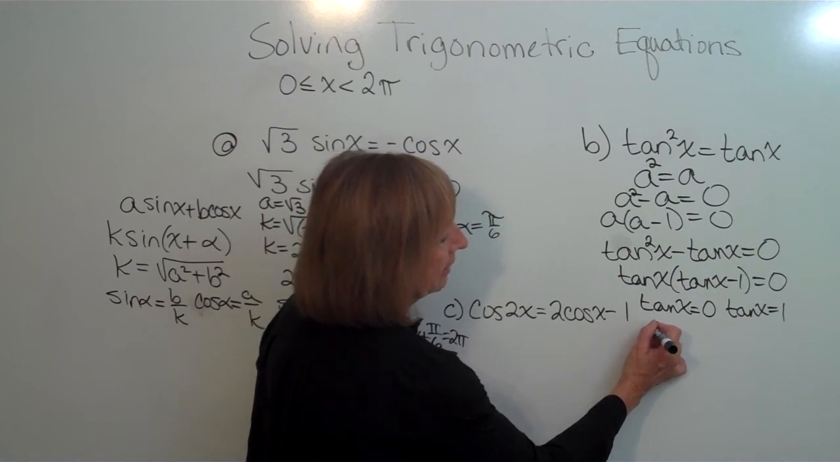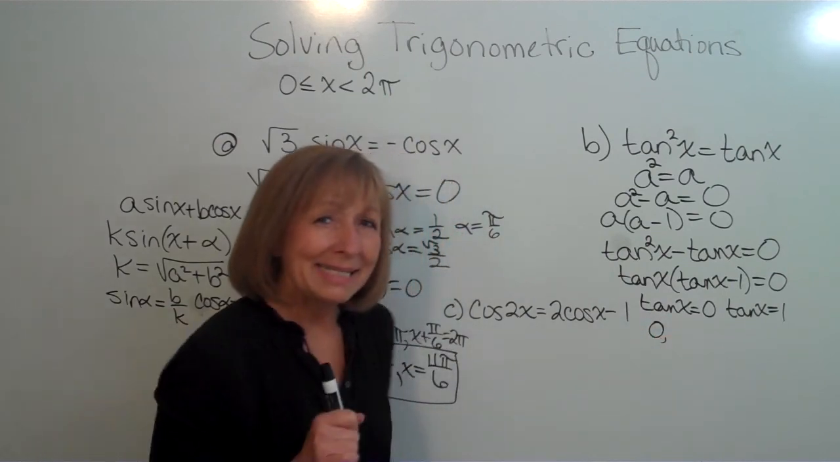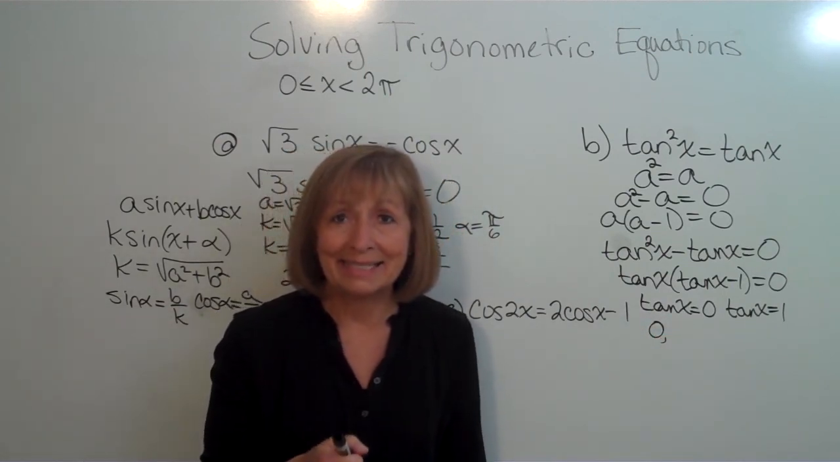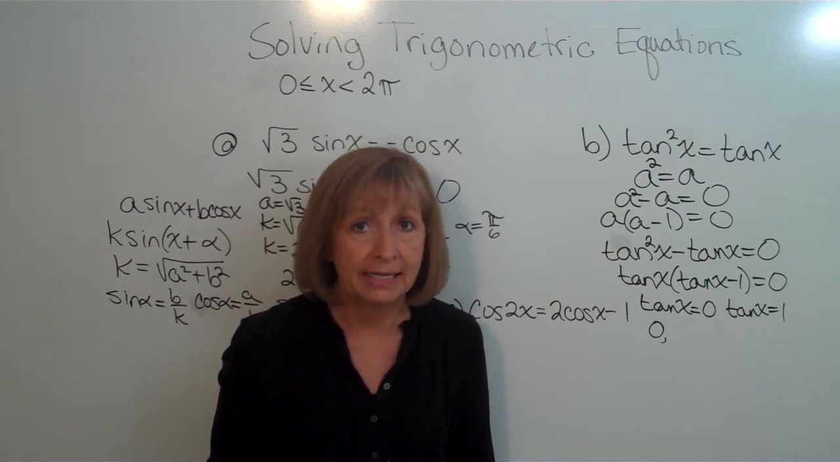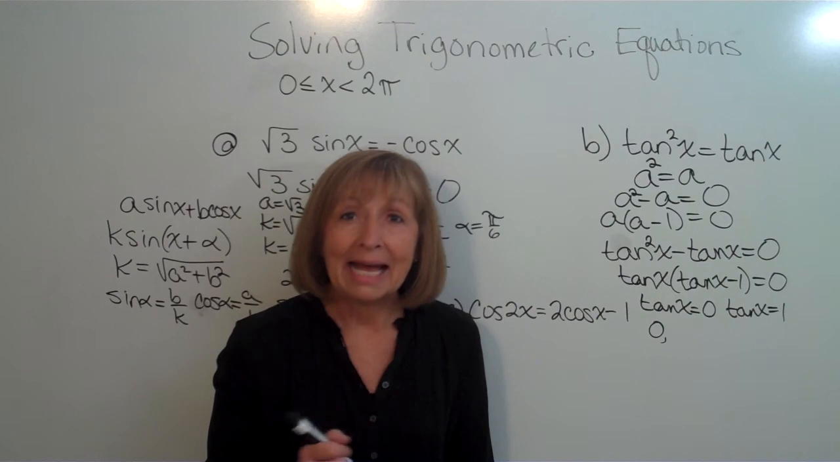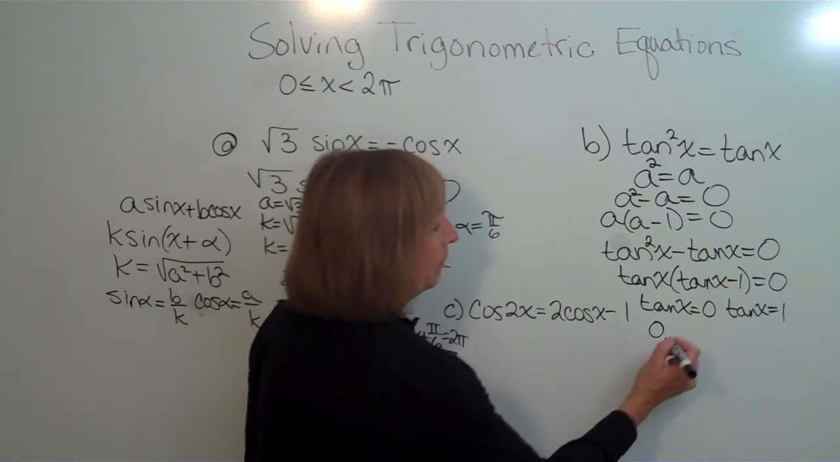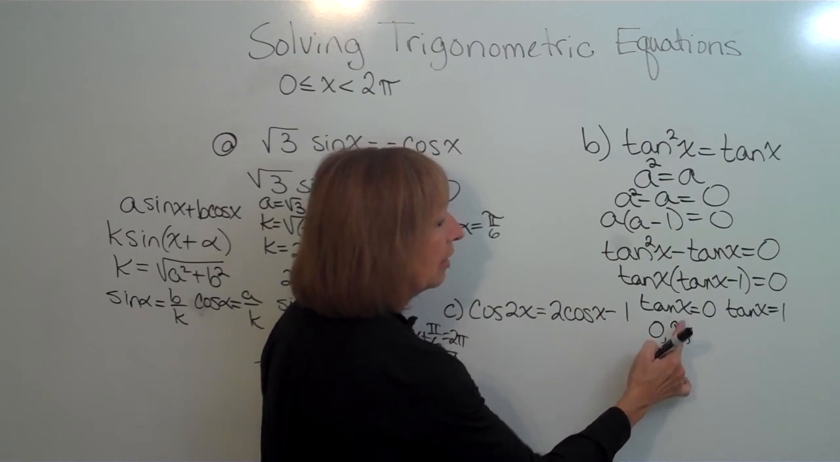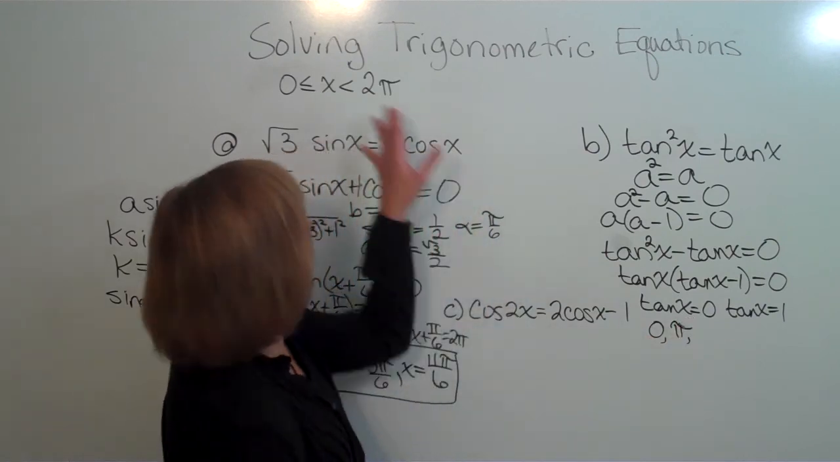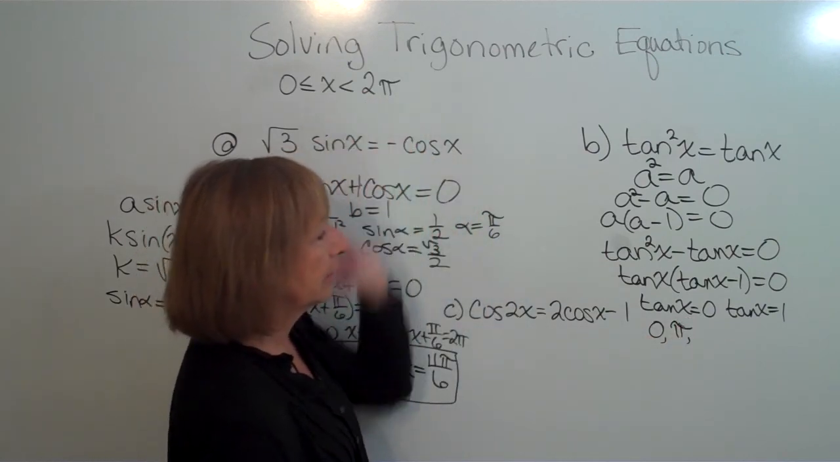Well, it happens at 0. Because it happens every time that the sine is 0 but the cosine isn't, because tangent of x is sine x over cosine x. So that would be at 0. That would be at pi. And while it's true that it also would be at 2 pi, I'm not going to write it down because there's not an or equal to there.